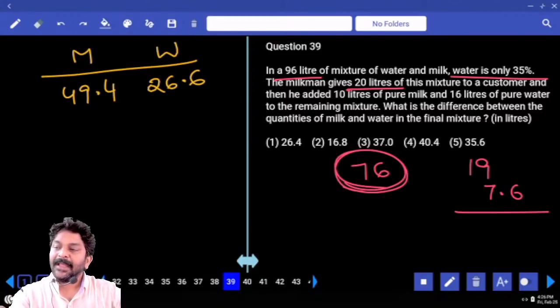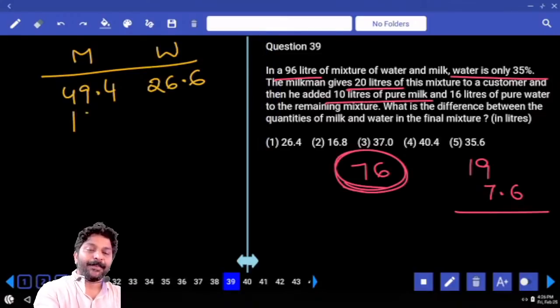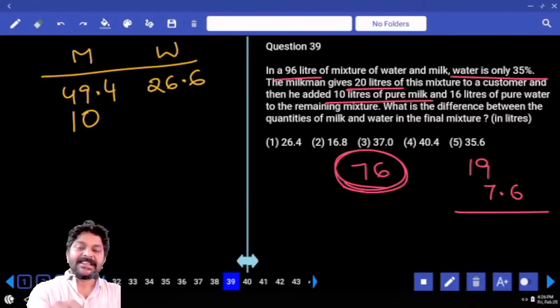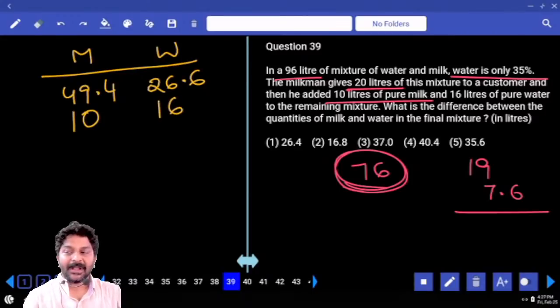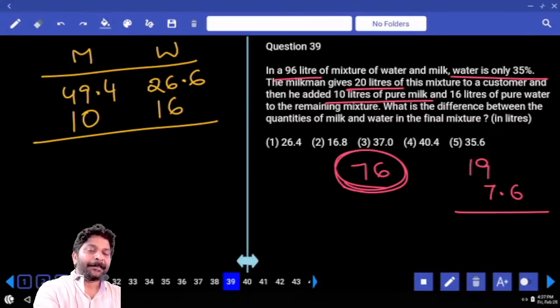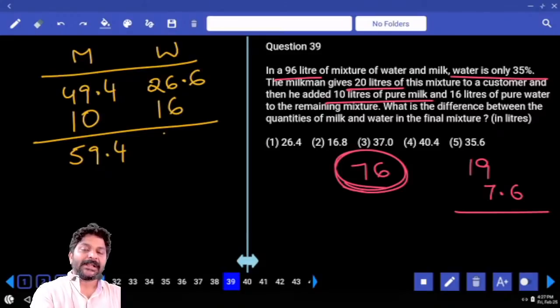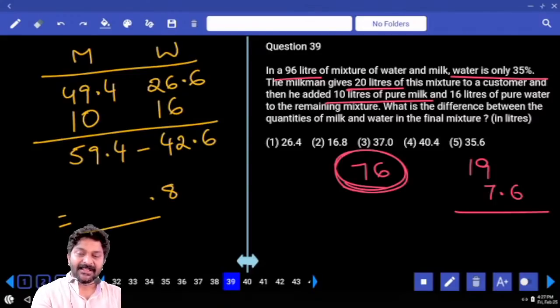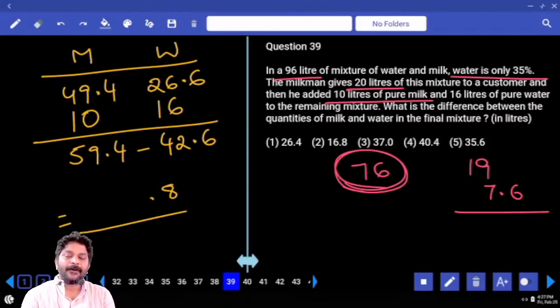What happened? Then he added 10 liters of pure milk and 16 liters of pure water. Difference between milk and water quantity. Milk in the container now is 59.4. Water is 42.6. Difference in the sense, the answer must end with 0.8 only. Only one option is there. 16.8, second option, final.